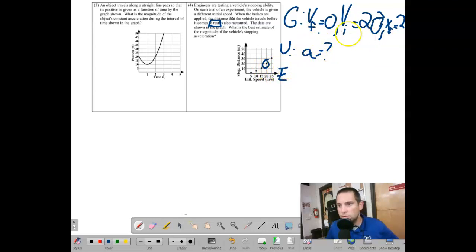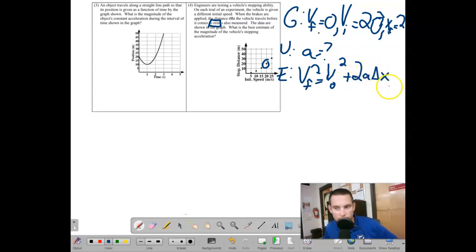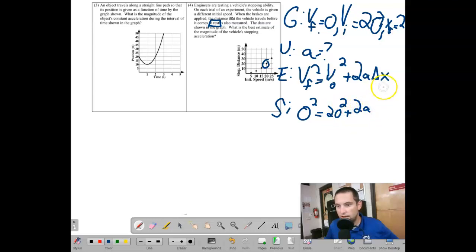Which equation are we going to use? We have initial velocity, x, a. We have no time, so we'll use the no-time equation. vf squared equals v naught squared plus 2a delta x, where our initial position is 0, so the x naught is going to be 0. Final velocity squared, so we have 0 squared. Don't forget the squared. You're going to forget the squared. 20 squared plus 2 times a times 20.